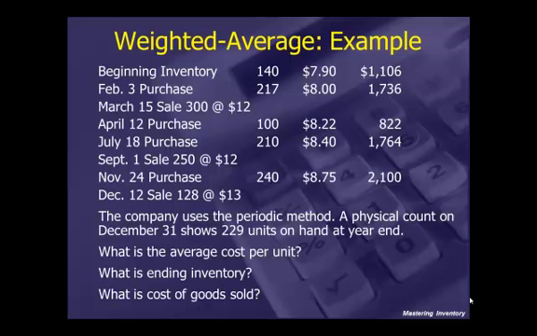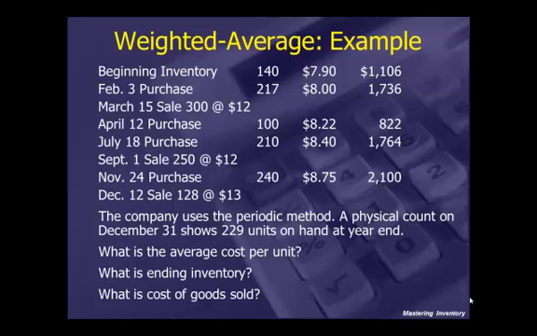Alright, here's an example. We have beginning inventory 140 units at $7.90 per unit for a total of $1,106. There's a February 3rd purchase of 217 units at $8 a unit for $1,736. There's a March 15th sale, 300 at $12. That $12 is the sales price. Okay, keep that in mind. April 12th, there's a purchase of 100 units at $8.22 for $822. July 18th purchase, 210 units at $8.40 for $1,764.